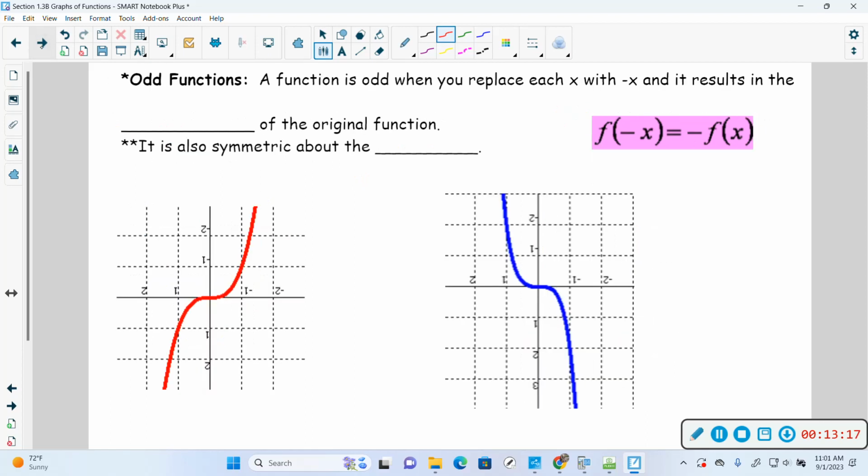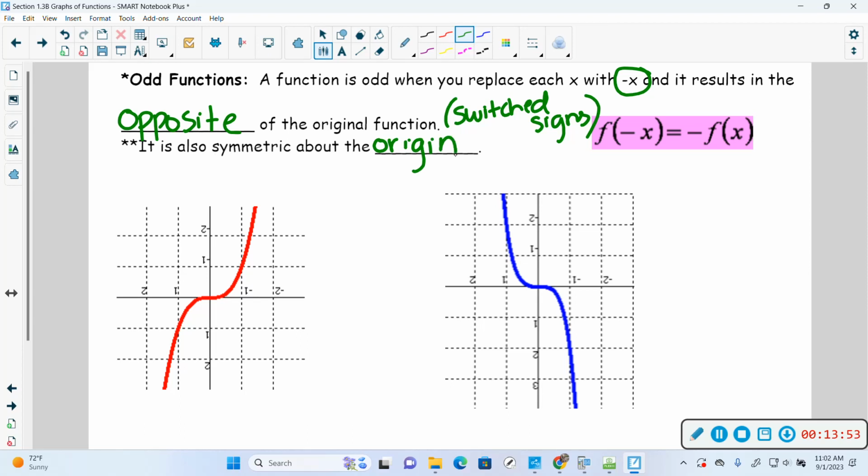All right, odd functions. So it starts the same, replace x with a -x, but this time you get the opposite of your original function. Now, what does that mean in math when we say opposite? That means we're looking at switched signs. Just to be specific, so your x to the 5th turns into -x to the 5th. We have opposite signs. Now, the graphs, they are symmetric about what we call the origin.